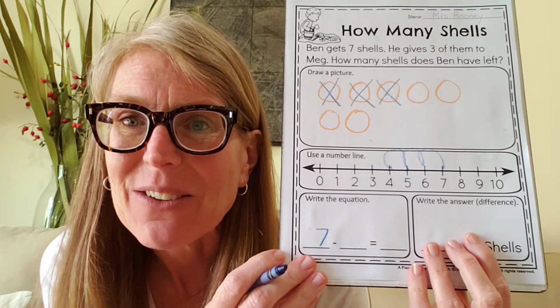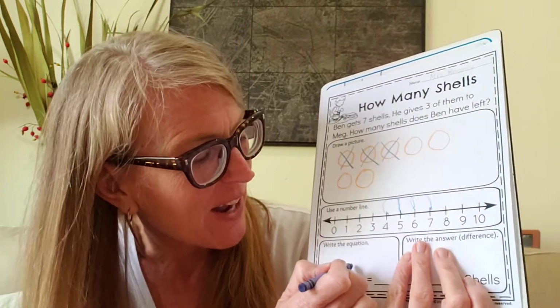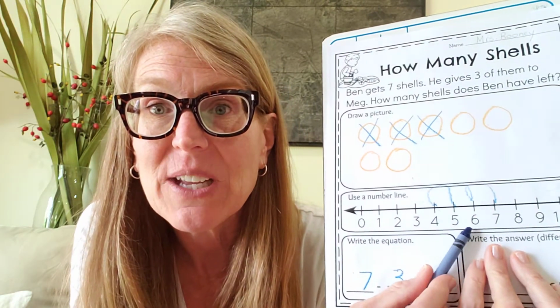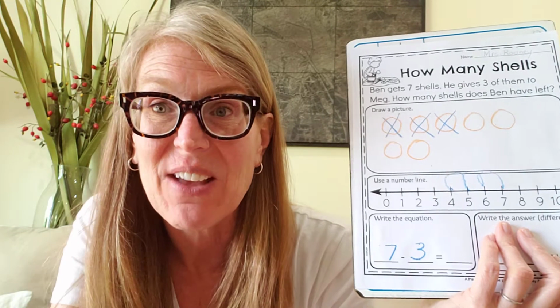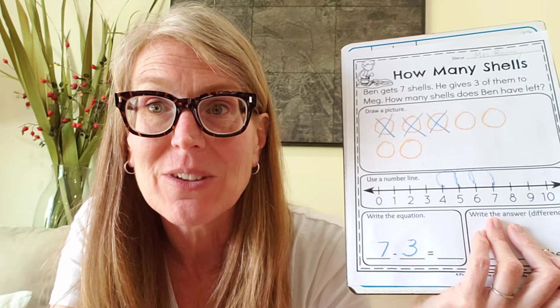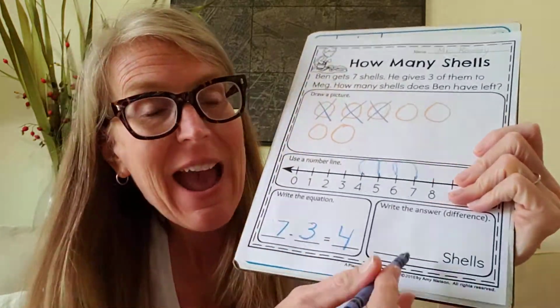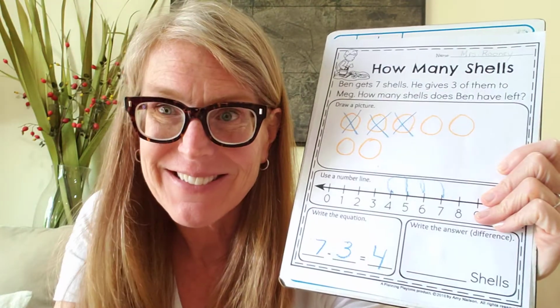How many did he give away? Minus 3. Very good. Equals, well, our number line told us and our picture told us. How many does that equal? 7 minus 3 equals 4. Very good. So how many shells does Ben have left?